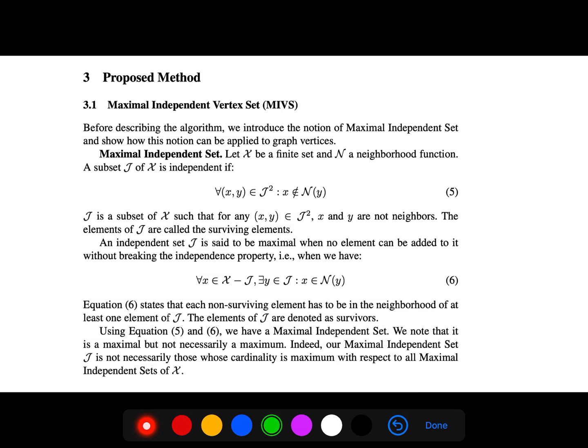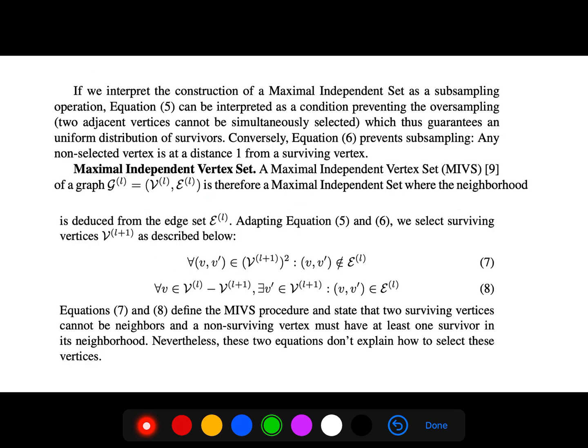So we should say that a subset is independent if this holds. It is a subset of phi such that for any pair, x and y are not neighbors, and the elements are called surviving elements. An independent set is said to be maximal when no element can be added to it without breaking the independence property. So when we have this property, it states that each non-surviving element has to be in the neighborhood of at least one element of this group. The elements are denoted as survivors. A maximal independent vertex set is therefore a maximal independent set where the neighborhood is deduced from the edge set. And if you combine 5 and 6, we select surviving vertices like this.